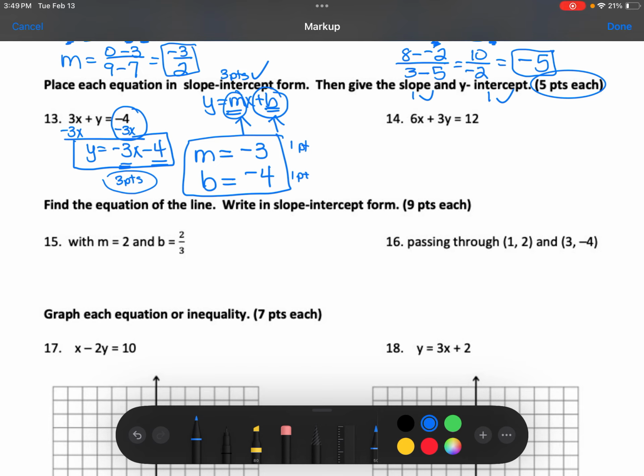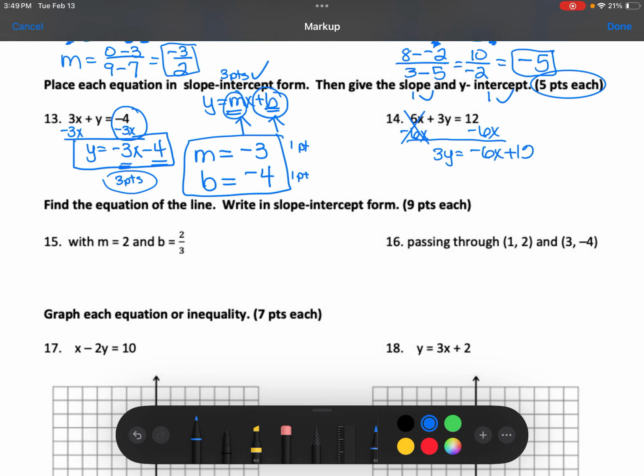Okay, number 14, just moving along. We're going to put this into the same slope-intercept form. So I need y by itself. So I'm going to move the 6x over to the other side, and we do that by minusing 6x. So these are gone, and I have 3y equals negative 6x plus 12.